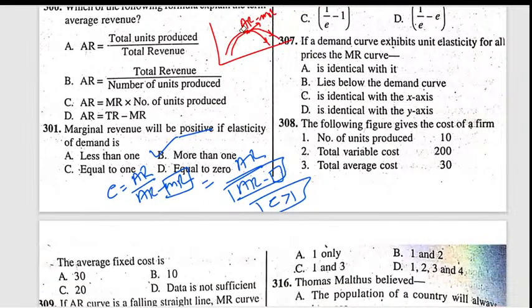Moving ahead to question number 307. If a demand curve exhibits unit elasticity for all prices, the MR curve. It is saying that the demand curve exhibits unit elasticity, meaning E = 1 for all prices. The MR curve is identical, lies below the demand curve, is identical to the x axis, or is with the y axis.